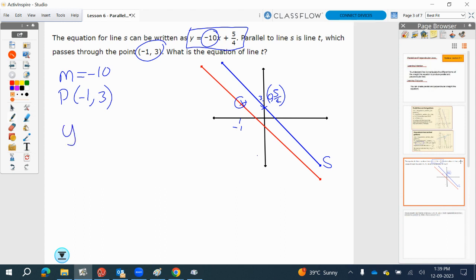y - 3 equals -10 times parentheses x minus -1, which is x + 1. Writing -(-1) is the same as +1. On the online platform, you can write +1 or you can write -1, and both will work.